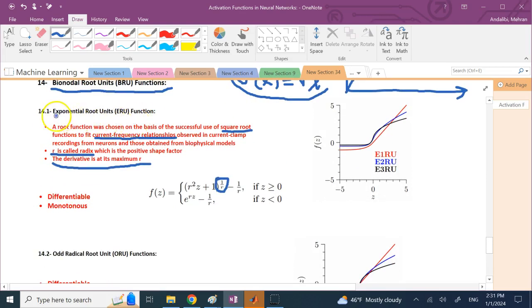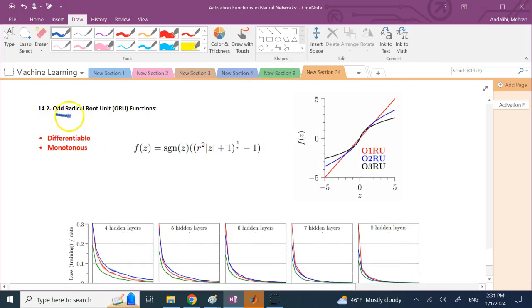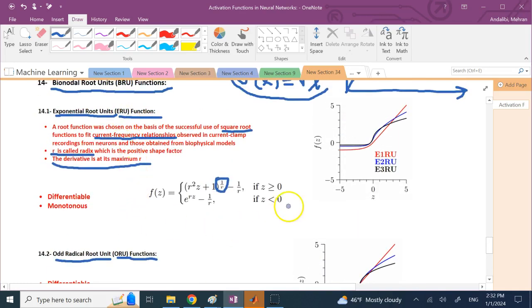So there are two classes of BRU functions. Class 1 are called exponential root functions or ERU functions. The second class are called odd radical root units or ORU functions. So we have ERU and ORU functions. What do they look like? Well, this is the ERU function.